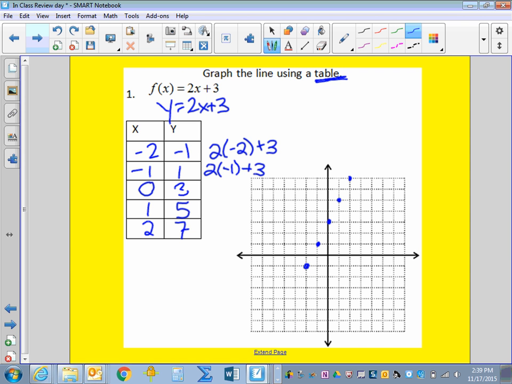It creates a line for us, and as Jordy said, it is a positive slope. The negative is this way, and positive the other way.